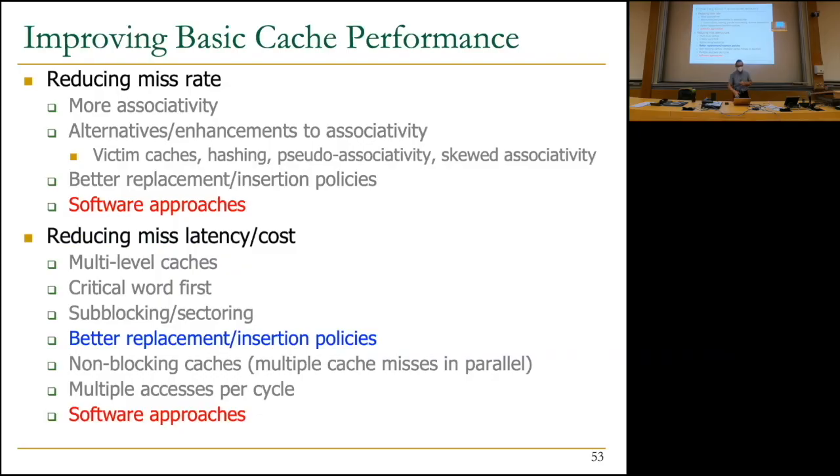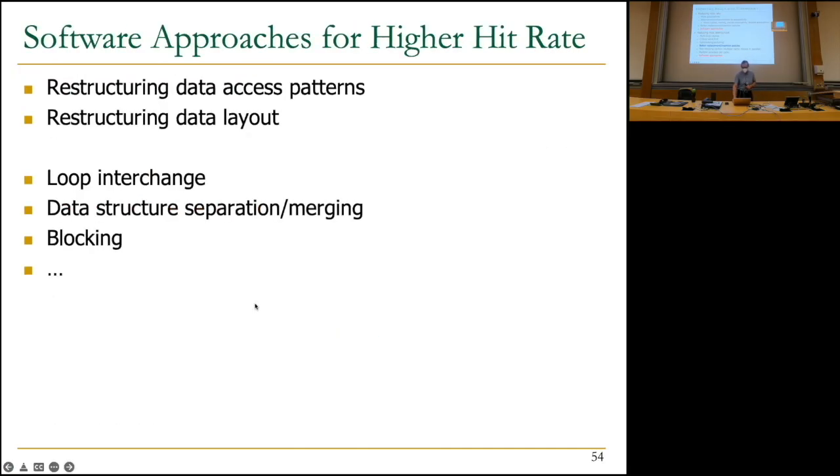So people have proposed, as I said, many techniques over 60+ years. I'm not going to cover all of those techniques, but I'm going to give you some examples. You can reduce the miss rate and reduce miss latency or cost. I'm not talking about hit latency and hit rate because that goes into the design of the caches a lot. Let's talk about software approaches for miss rate reduction first, and then better replacement and insertion policies quickly for reducing miss latency and cost.